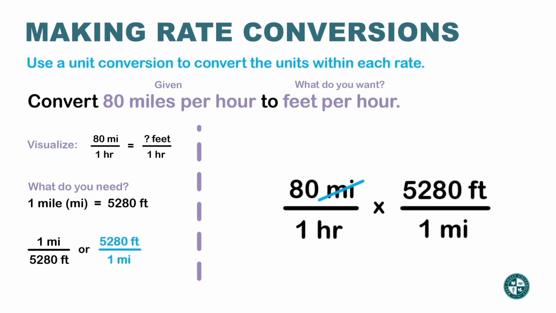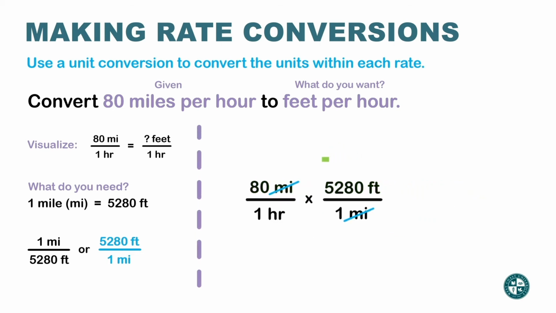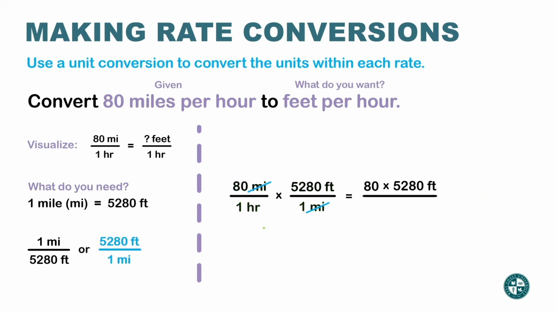Now the word miles is going to cancel out with the word miles, and I have feet left on the top. Exactly what I wanted, feet on the top. I never cross out the word hour on the bottom. That's perfect because in my answer I have hour on the bottom. Now I multiply top with top, bottom with bottom, and let's simplify. And look what I have: 422,400 feet on the top over 1 hour. I got what I wanted.